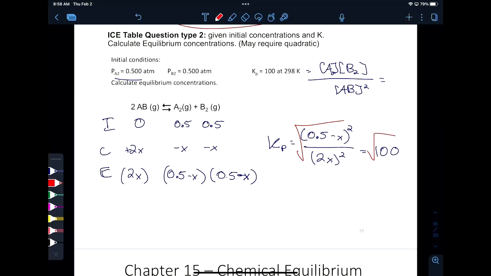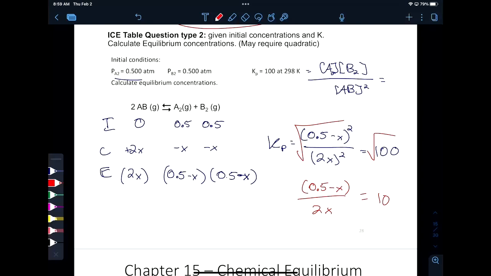Yay, yay. And so if you square root both sides, the two squares go away. So it simplifies to (0.5 minus x) over 2x equals 10. That doesn't require a quadratic. But if you have Wolfram Alpha next door, you could plug it in and get the same answer. But we could, in fact, give you this one on an exam, because there is a way to simplify it that does not require the quadratic.